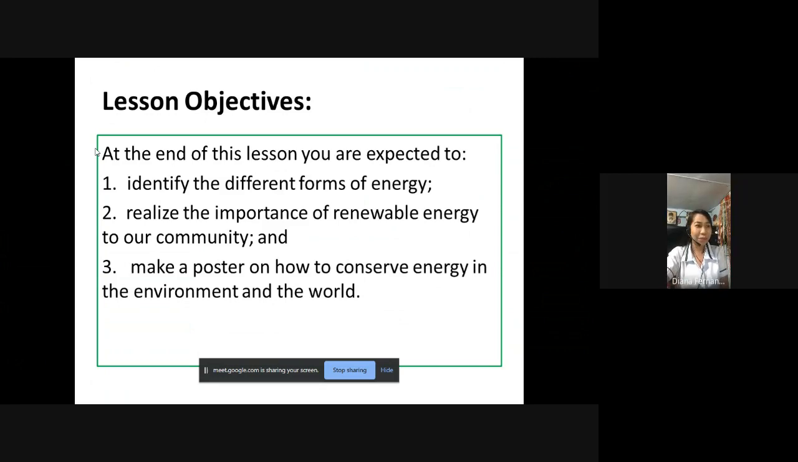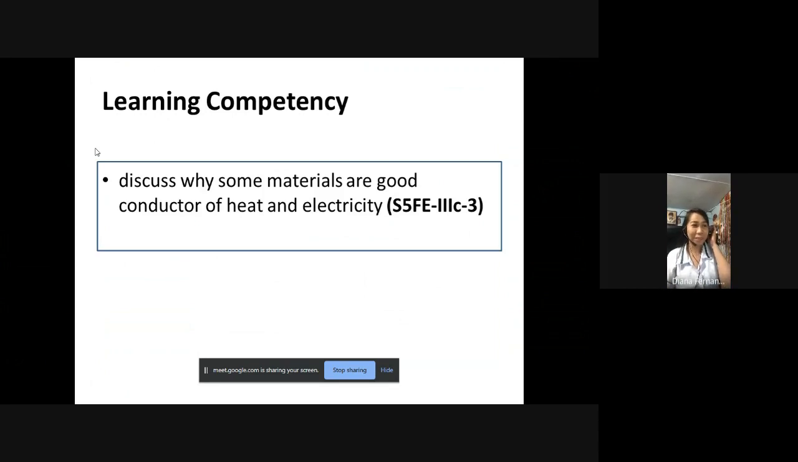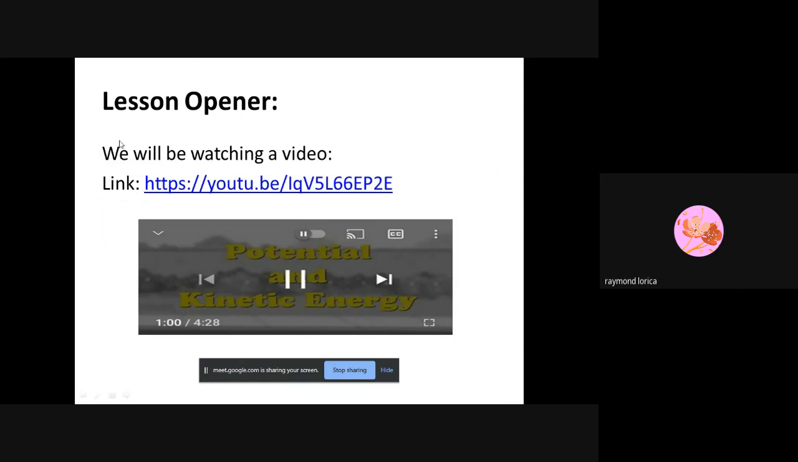Okay. So, let us proceed to the learning competency. Aryan, can you read the learning competency? Discuss why some materials are good conductors of heat and electricity. All right. So later on, we will discuss why some materials are said to be good conductors of heat and electricity. So are you ready? Okay, but before that, let me show you a video of our lesson opener.